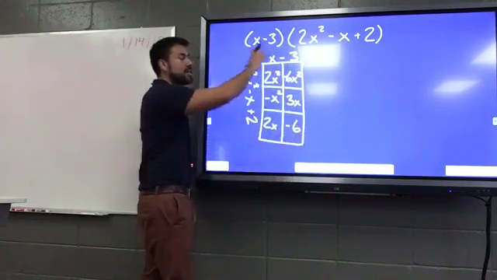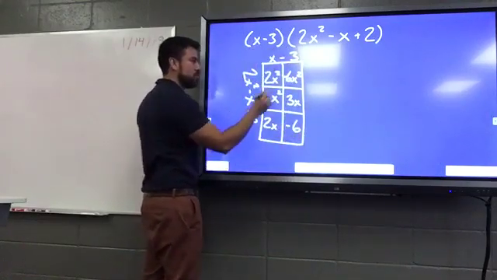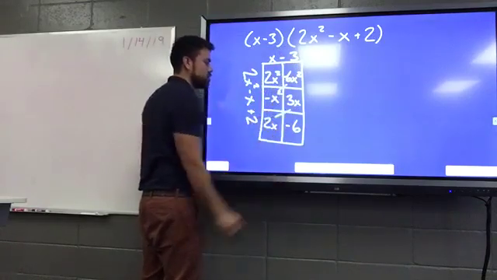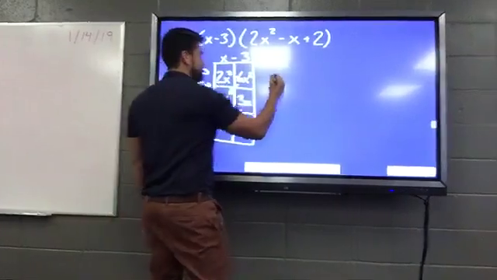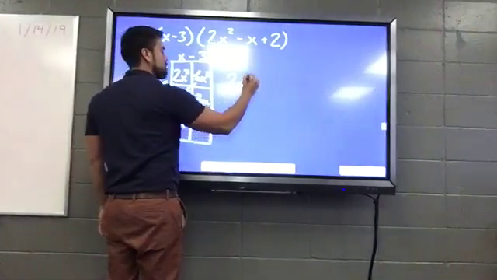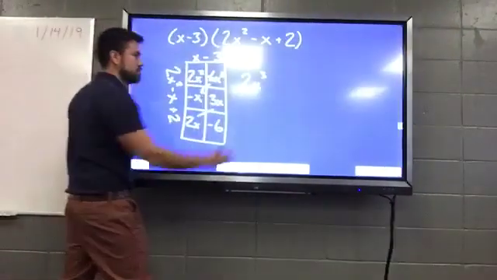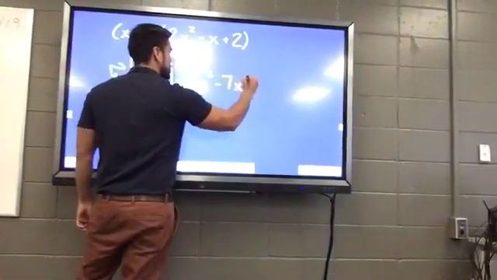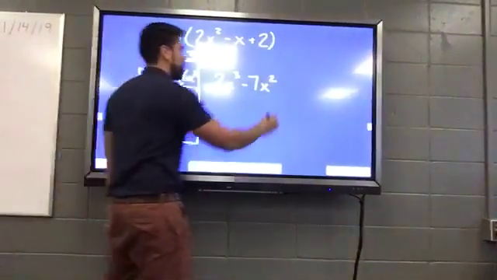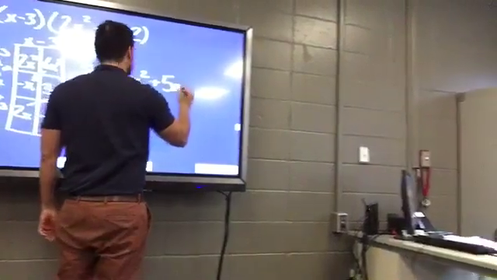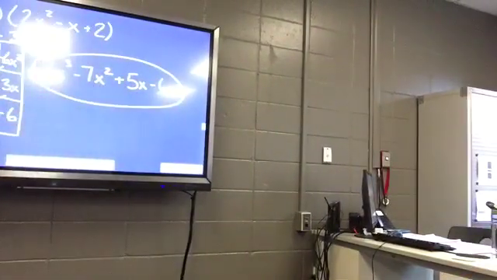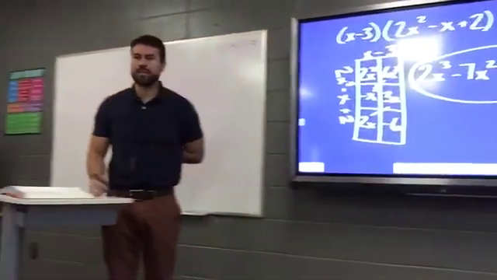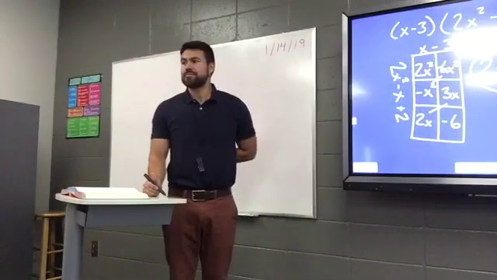All right, and then if you set this up in standard form, what's nice, again, these are like terms, those are like terms. What's my final answer, Davis? It is 2x cubed minus 7x squared plus 5x minus 6. All right, there you go. And that's standard form, which is nice. Nice for you, nice for me.